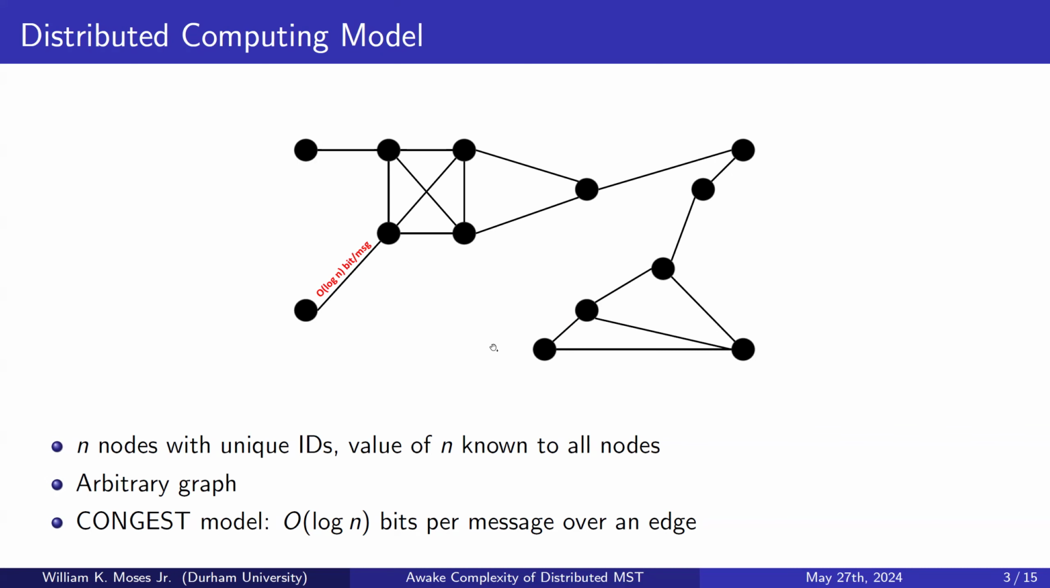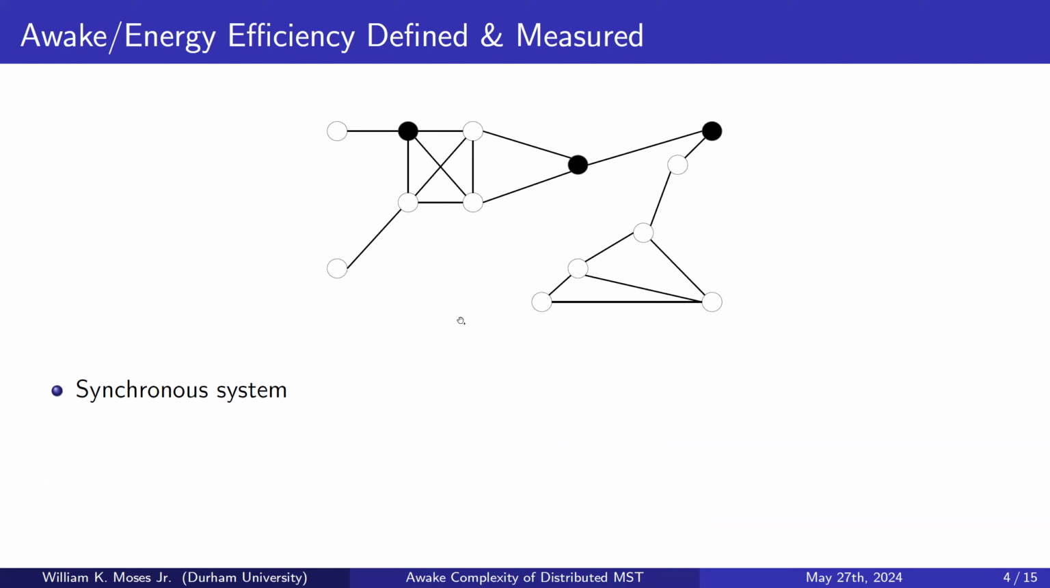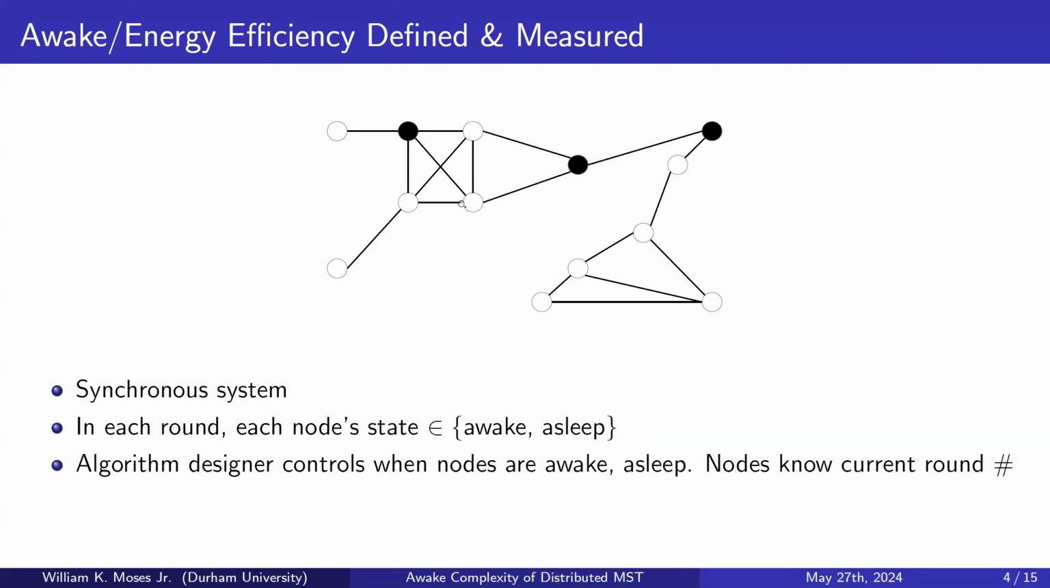Now, with the model taken care of, let's look at the metrics by which we measure the quality of solutions. In other words, what is this awake efficiency? So, as mentioned, this is a synchronous setting. So, what does that mean? In each round, a node can either be awake or asleep. For example, in this figure, black nodes are awake and white nodes are asleep. Now, the algorithm designer can control when the nodes are asleep and when they're awake. And the nodes know the current round number.